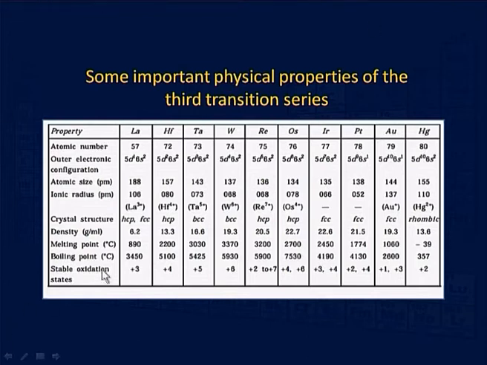Some of the stable oxidation states are also mentioned. You will see that rhenium, osmium and iridium, along with platinum and gold, can exist in more than 2 oxidation states, and both these oxidation states are most stable. In particular, rhenium can have +2 as well as +7, osmium can have +4 and +6 as stable oxidation states, and gold can have +3 as well as +1 oxidation state stable at room temperature.